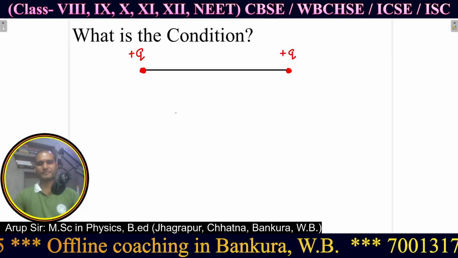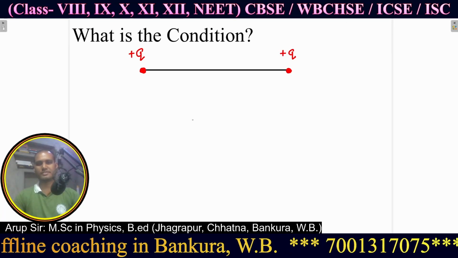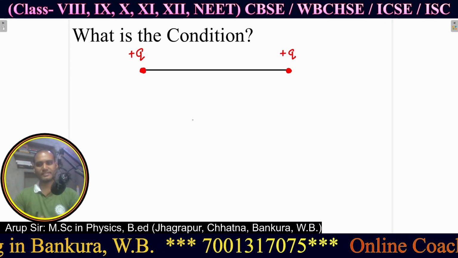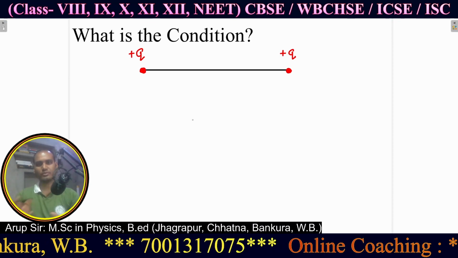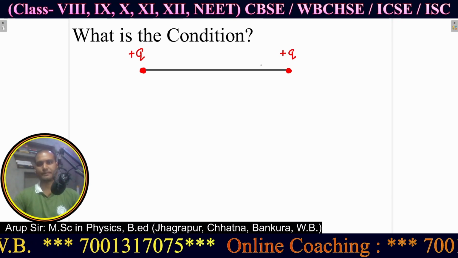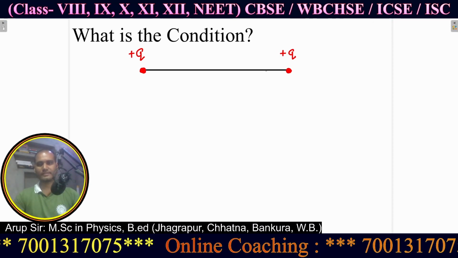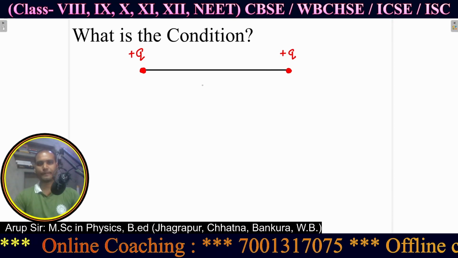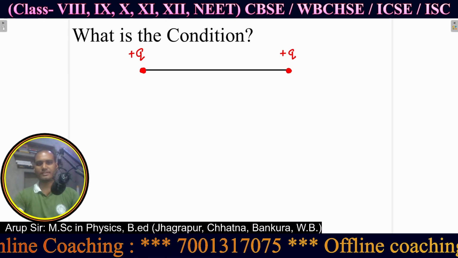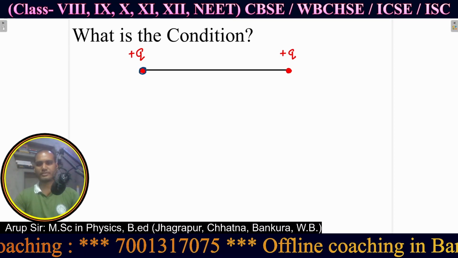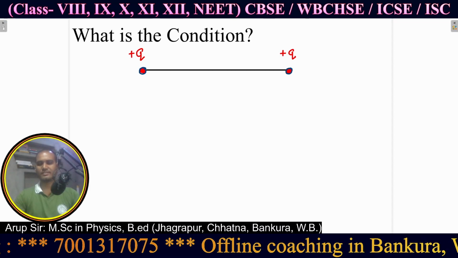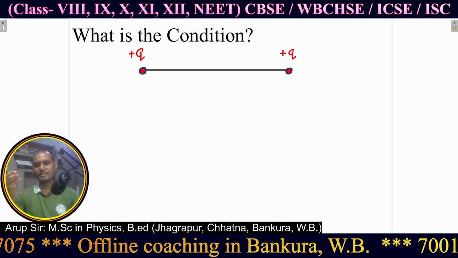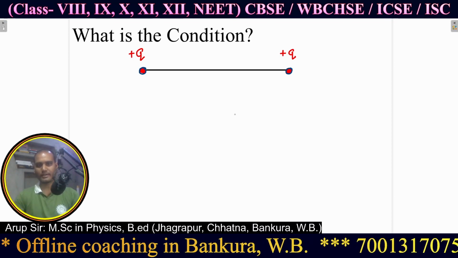Hello students. So here the question is, what is the condition that a third charge is placed so that the whole system is in equilibrium? Means where should a third charge be placed so that the whole system will be in equilibrium? You can see that if this one is a positive charge and this one is a positive charge, then they will repel one another, right? Means they will try to move away from one another.